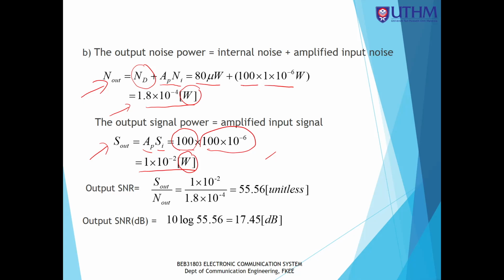Okay, and then I can find the SNRO, SNR output. SNR output is S out divided with the N out. So 1 times 10 power of minus 2 watt divided with 1.8 times 10 power of minus 4 watt. So you get 55.56. So this is a unitless parameter. So you don't need to write like this. Tidak perlu menulis unitless. So kalau you tulis unitless, dia agak melucukan. Sebenarnya tak perlu tulis unit. Okay, just 55.56 is enough. Okay. And then output SNR in decibel. So 10 log 55.56. So you get 17.45 decibel.